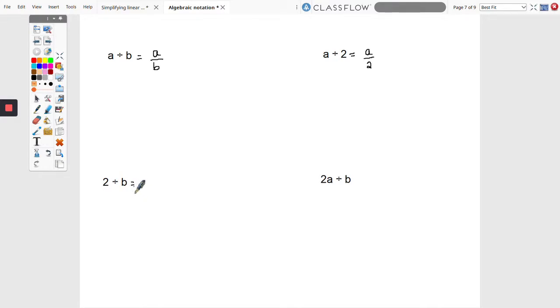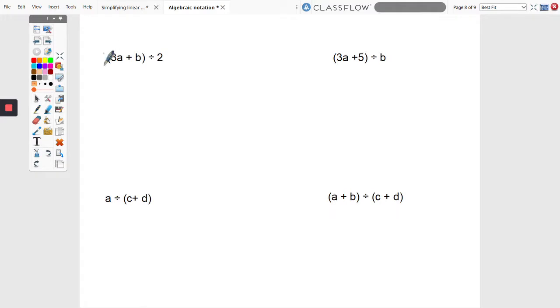And here I have 2 divided by B. 2 is before the division sign, so that goes as the numerator, and B is after the division sign, so that will go as the denominator. And then finally I have 2A divided by B. So 2A is before the division sign, so that goes as the numerator, and B is after the division sign, so that will go as the denominator.